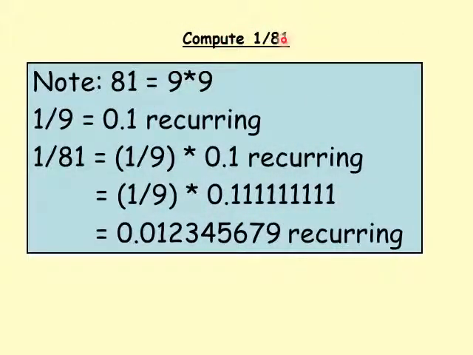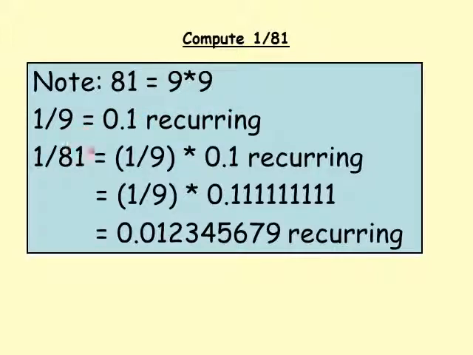Now we will try to compute 1 over 81 and use the information we just learned. Note that 81 is 9 times 9, and 1 over 9 is 0.1 recurring. So 1 over 9 is 0.1111. 1 over 10 is exactly 0.1, and 1 over 9 is 0.1 repeating.